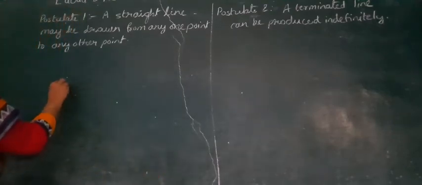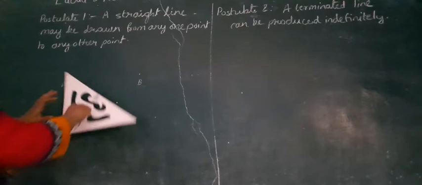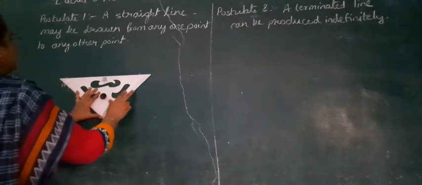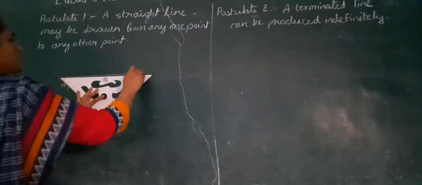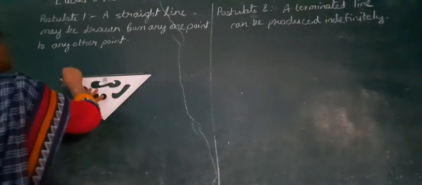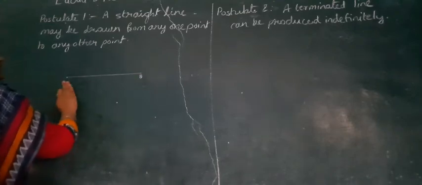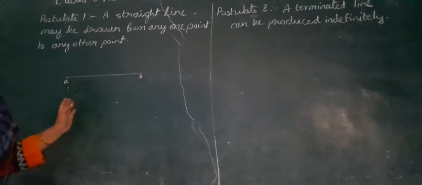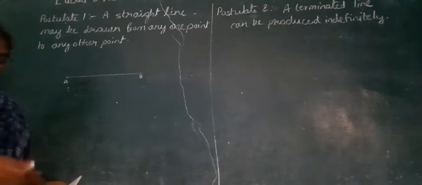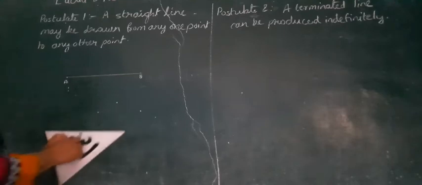Here is one point, I will call this point A. Here is another point, I will call this point B. If I want to join these 2 points, I have to draw a straight line. So point B and point A are the 2 points, and in between these two points are joined by one straight line. Or we can say in another way, between any 2 points only one straight line can be drawn.